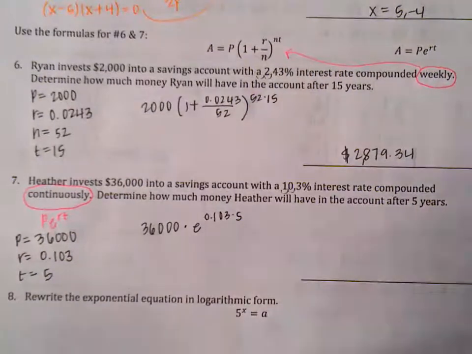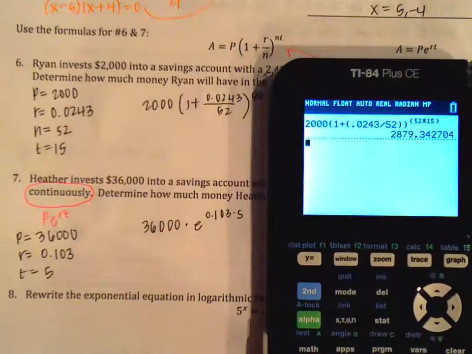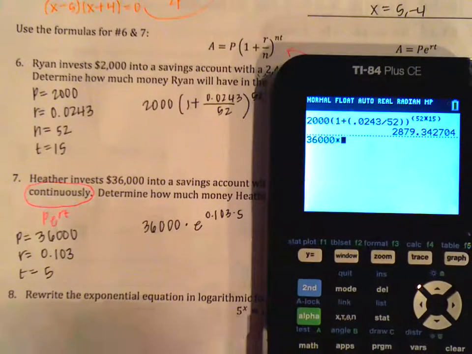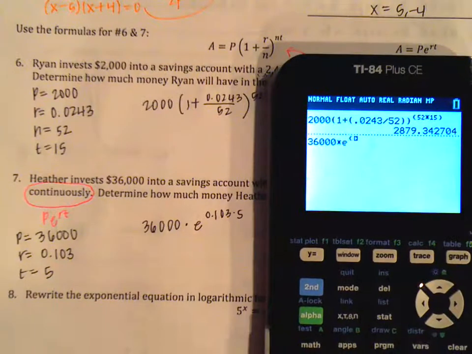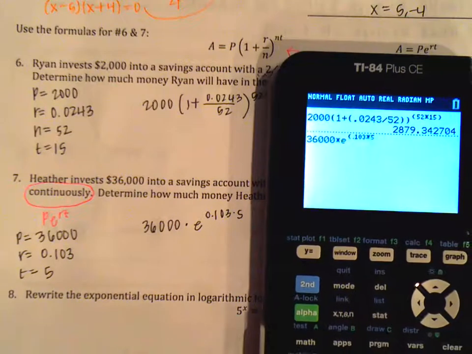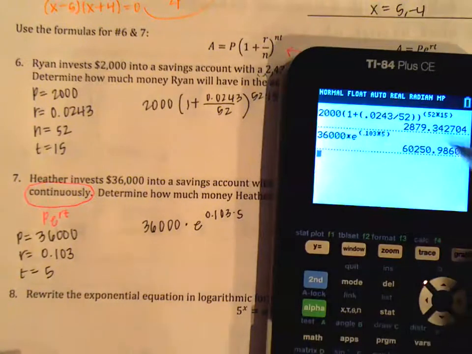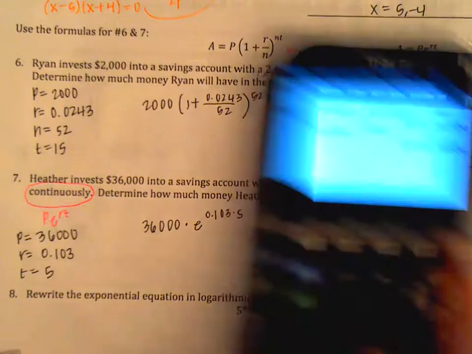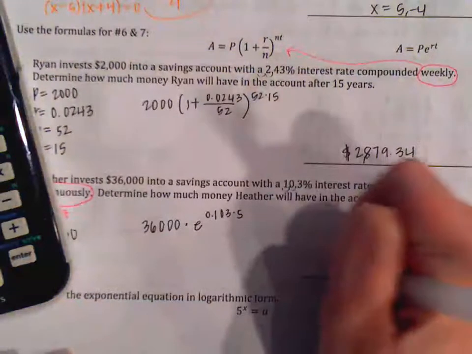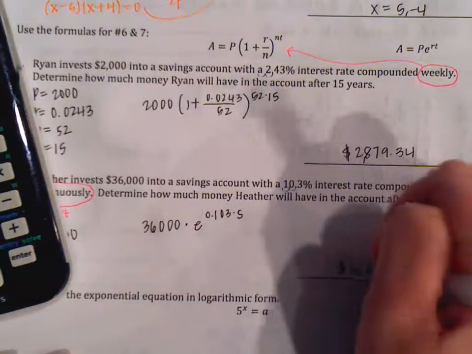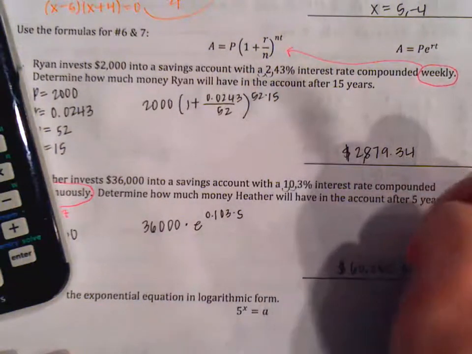So when I do that in my calculator, I'm just, again, 36,000 times e. When I raise it, I'm going to put parentheses around 0.103 times 5. And then that should get me my final answer of $60,250.99. That's 6 rounds that 8 up to a 9. And that is my final answer.